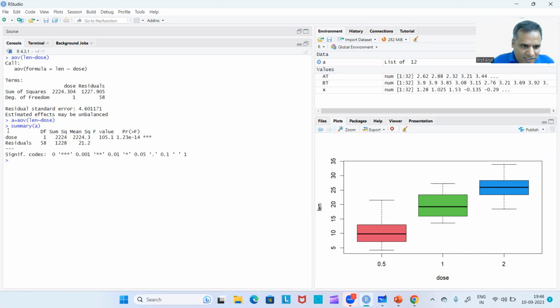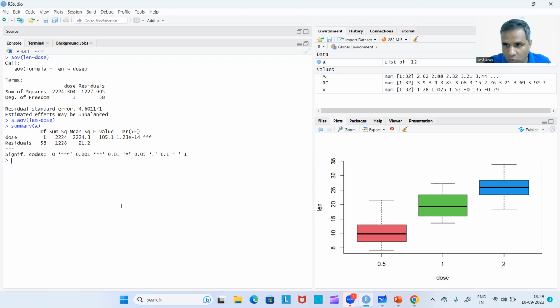Focus on this. This is my p-value. You have 3 stars. 3 stars means your p-value is less than 0.001. It means null rejected. Whenever you see this star, it means null rejected. And whenever you get this E, it is exponential, not error. It means all the 3 means are not the same. So I reject the null hypothesis.